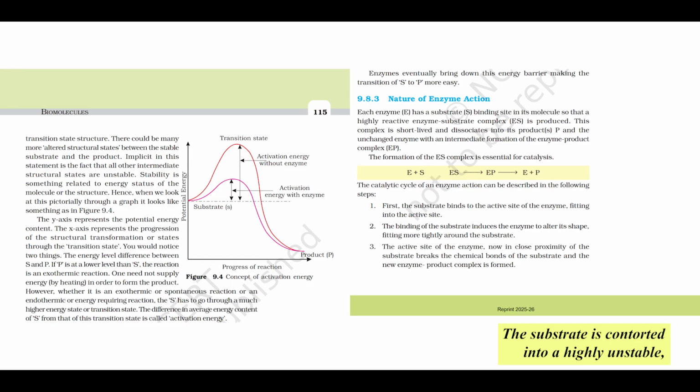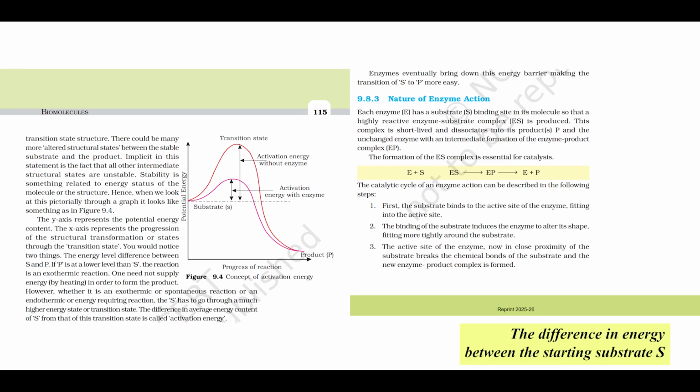The substrate is contorted into a highly unstable, high-energy state called the transition state structure. Transition state. Yeah. Like the top of a hill. Exactly like the top of a hill. Imagine a graph plotting energy against the reaction progress. The substrate, S, is in an energy valley. The product, P, is in another energy valley, which might be lower or higher than S, depending on the reaction. To get from S to P, the molecule must pass over an energy hill. The peak of that hill is the transition state. Okay, got to get over the hill.